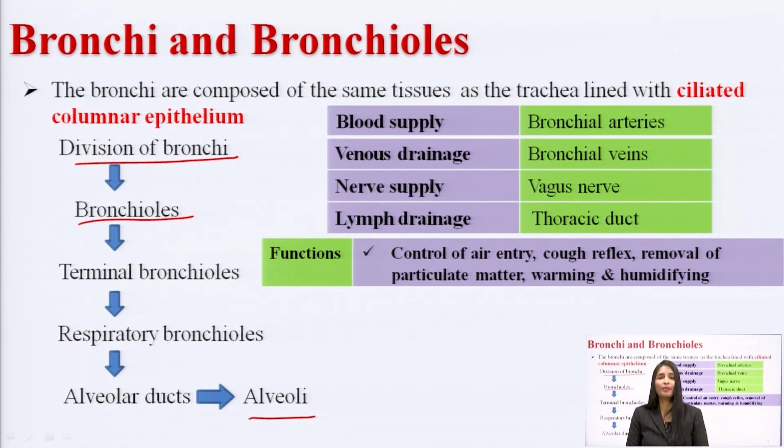And what is the blood supply? You can see here the bronchial arteries, and the venous drainage is by the bronchial vein. And what is the nerve supply? The nerve supply is the vagus nerve, and the lymph drainage is the thoracic duct. So, this is about the bronchi and bronchioles.